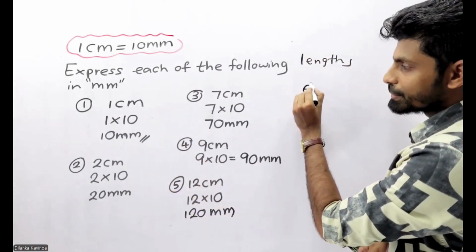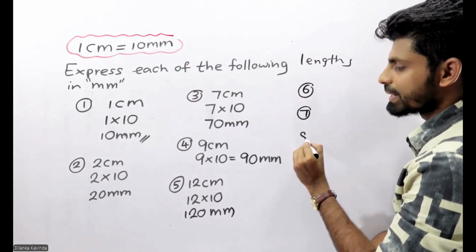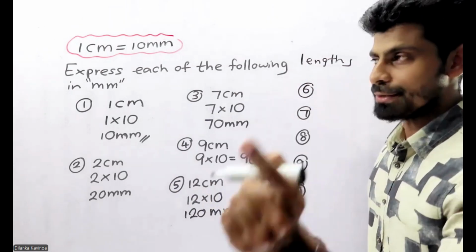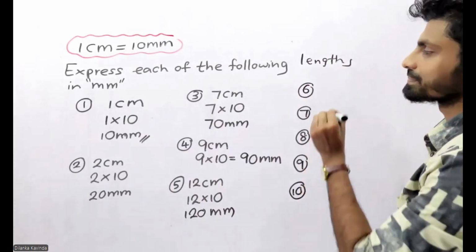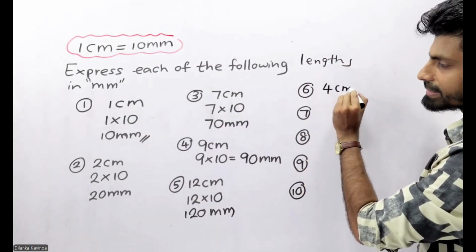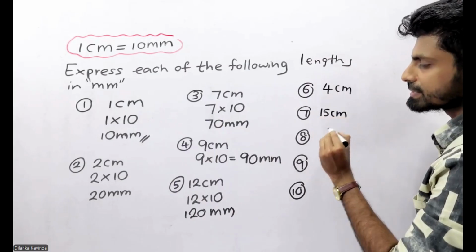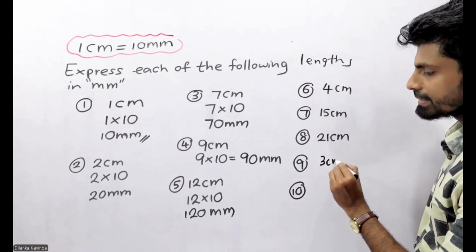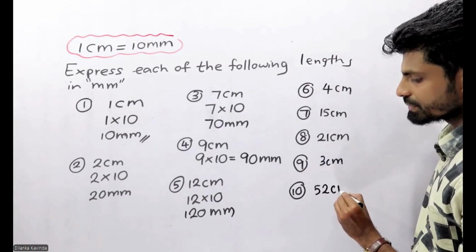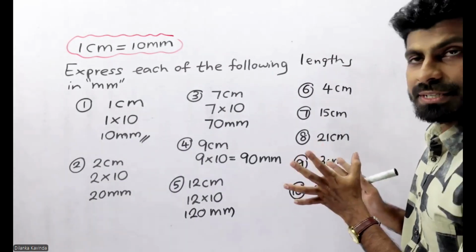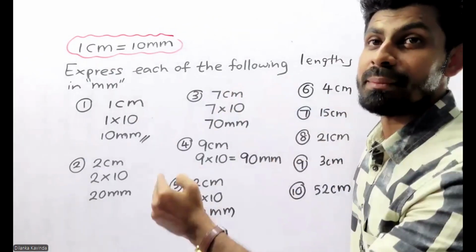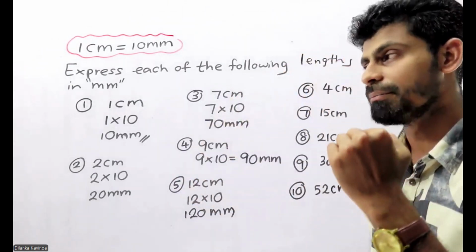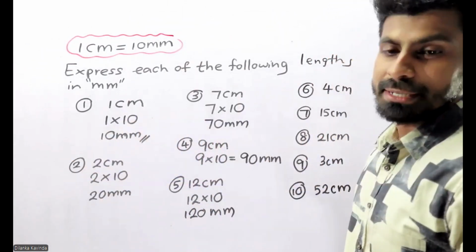Right, okay. Let's try to complete these questions as well. 5 questions from me. Quickly note it down, hurry up. 4 centimeters, 15 centimeters, 21 centimeters, 3 centimeters and 52 centimeters. Convert these lengths into millimeters. That one is very easy. How to convert those lengths into millimeters? Multiply by 10. Just quickly complete that one. Hurry up.